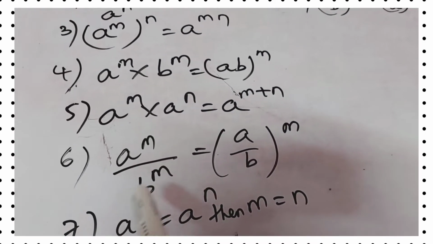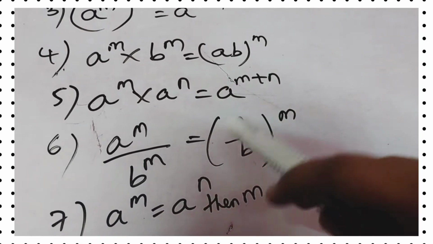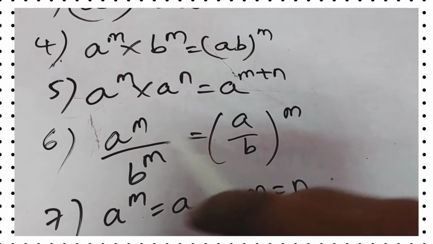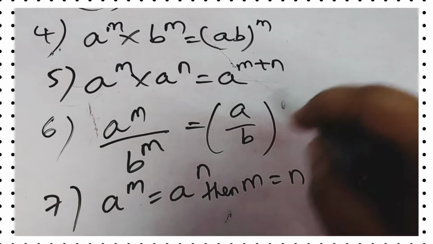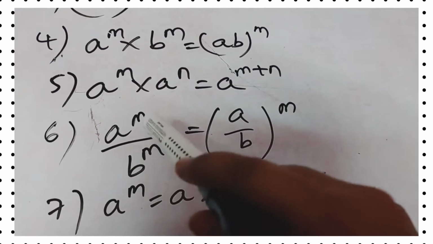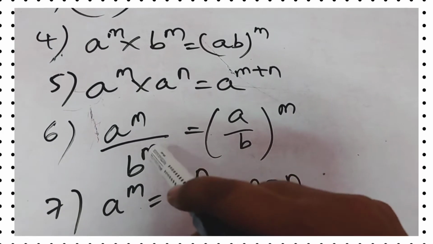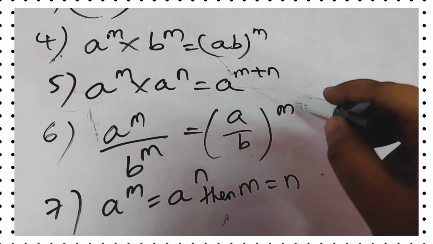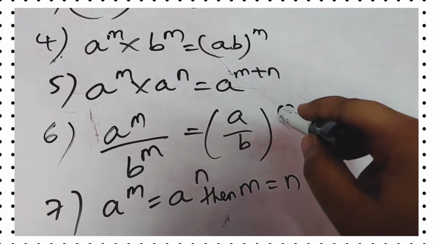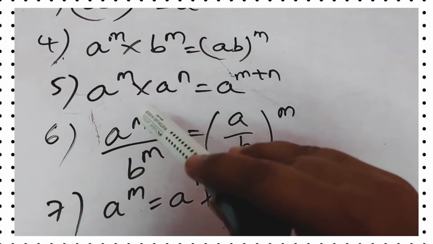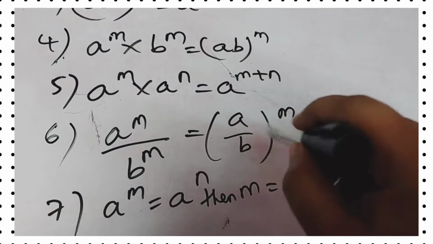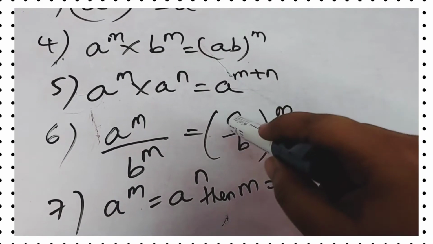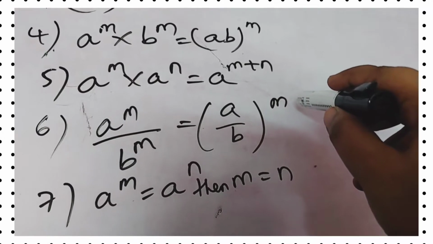So a to the power of m by b to the power of m is equal to a by b whole to the power of m. Here also m is there, here also m is there. You make this m common, so you have to separate. Here we are separating it. Sometimes it is given as a by b whole to the power of m, and you write it as a to the power of m by b to the power of m.